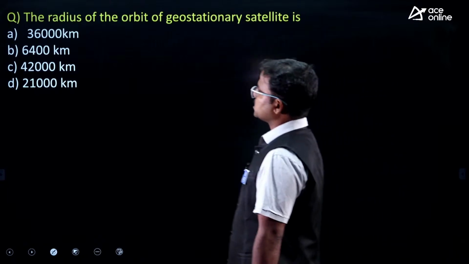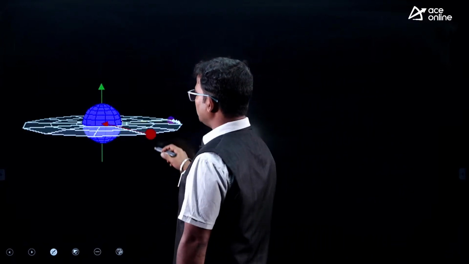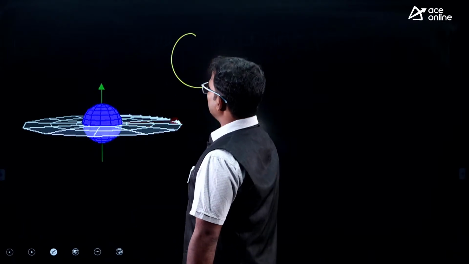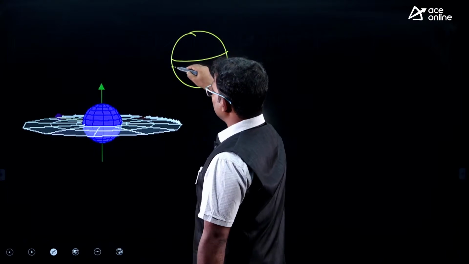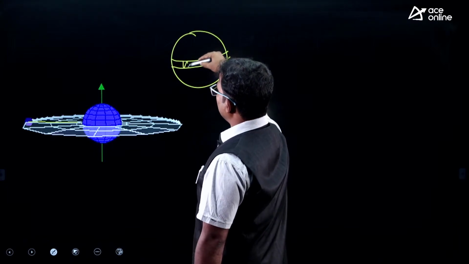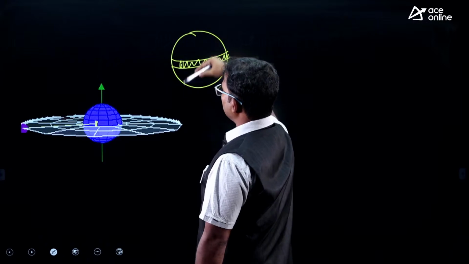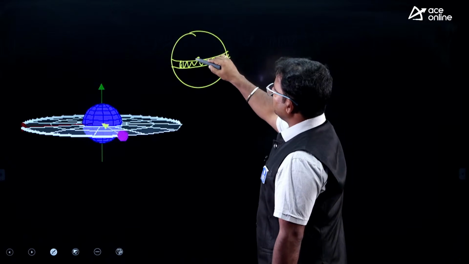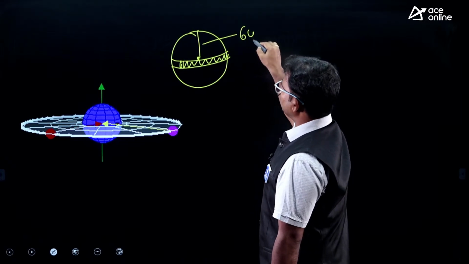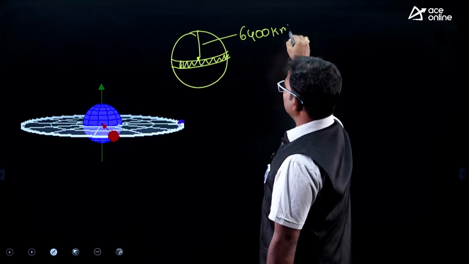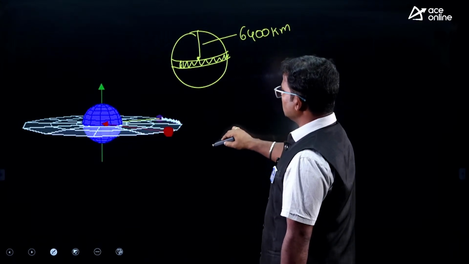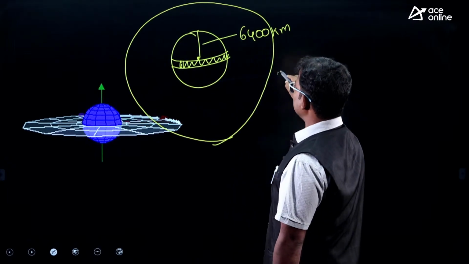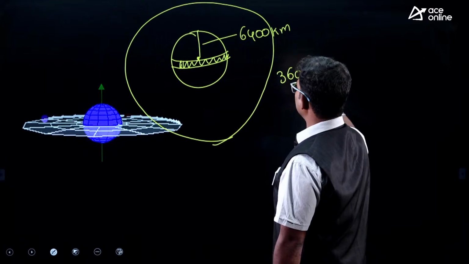Geostationary satellite means it is always revolving around the earth based on the equator. Okay, so it always revolves over the equator. That too at what altitude? Mostly, what is the radius of the earth? Approximately 6,400 kilometers. Next, geostationary satellites are mostly injected at an altitude of 36,000 kilometers.